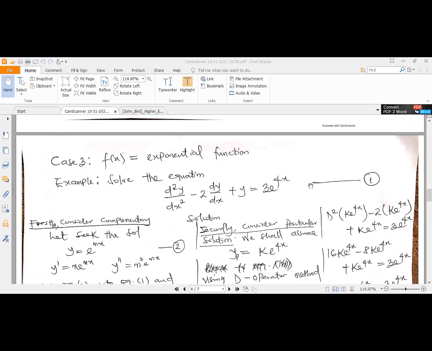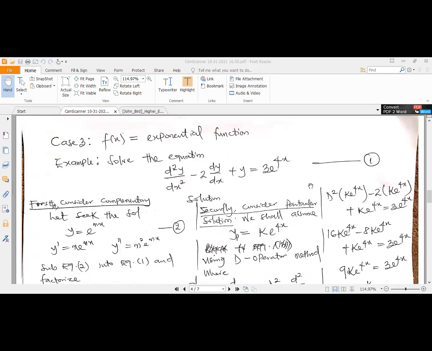Now let's go to the third case. The third case is when f of x is exponential. Now let's consider equation 1. We are to obtain the solution of d squared y over dx squared minus 2 dy/dx plus y equals 3 exponential 4x. Looking at this case, we see that f of x is 3 exponential 4x. So how do we go about it?